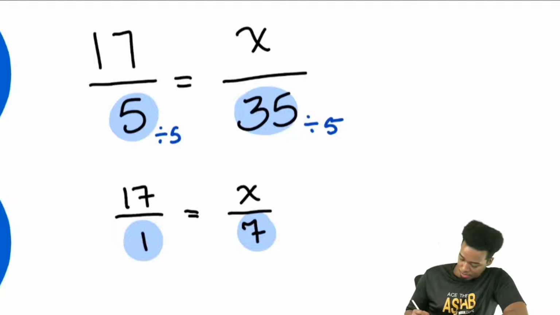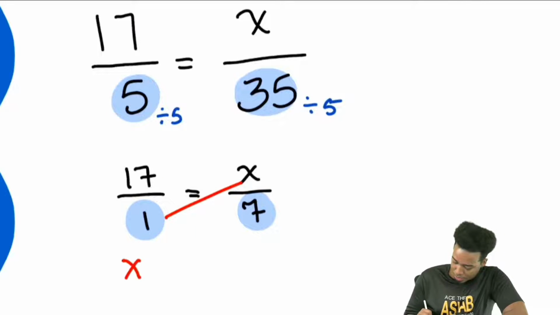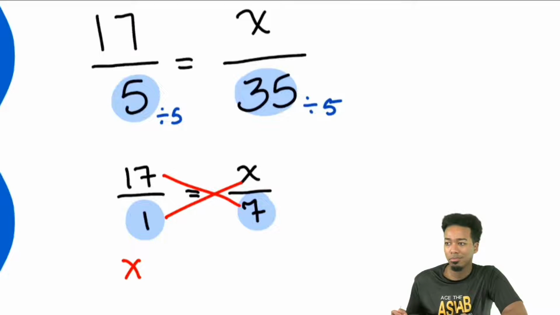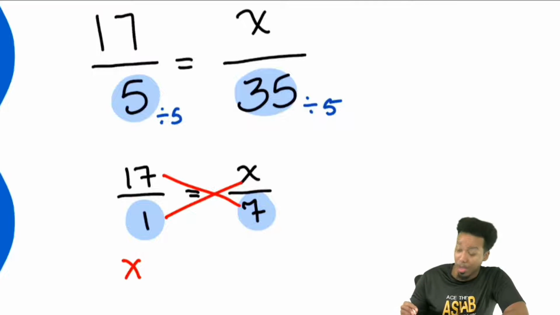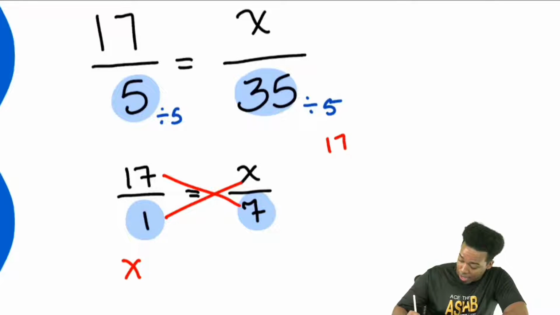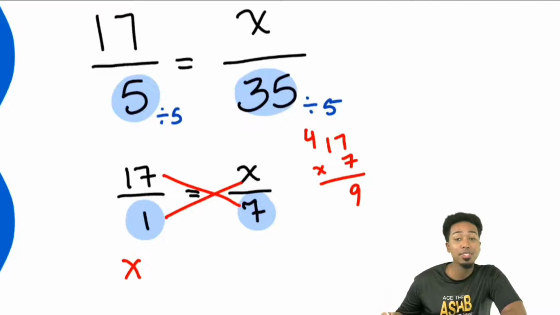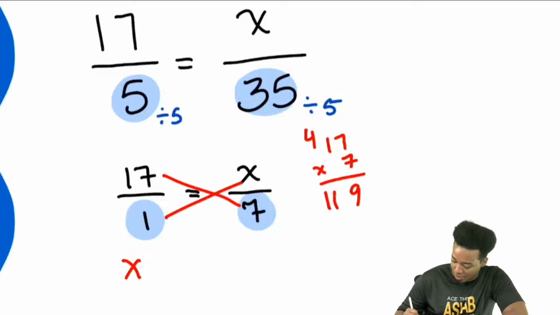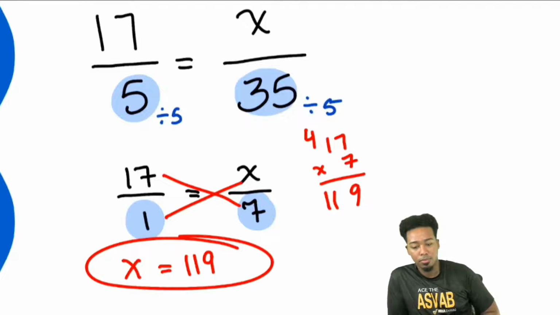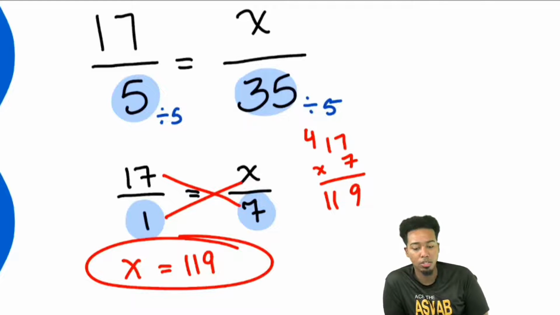And so by doing that, take a look now. 1 times x, that's going to be x. 17 times 7, not as big as 17 times 35. I can tell you that right now. And so booyah, 17 times 7. 7 times 7 is 49. 1 times 7 is 7. Bring the 4, that's 11. x equals 119. And boom, all done there.